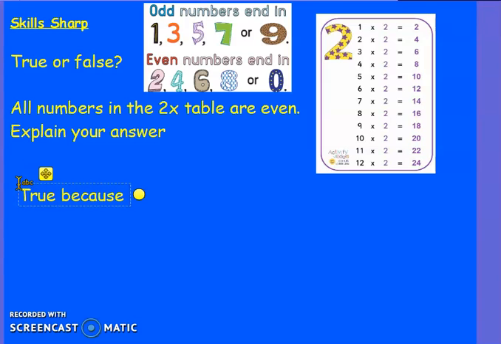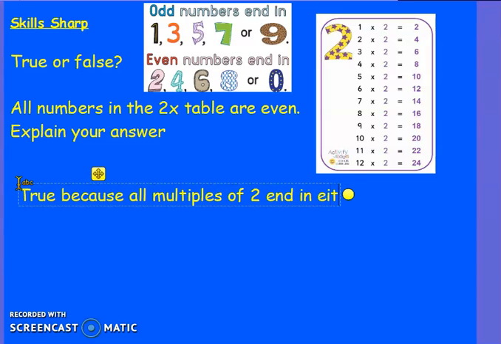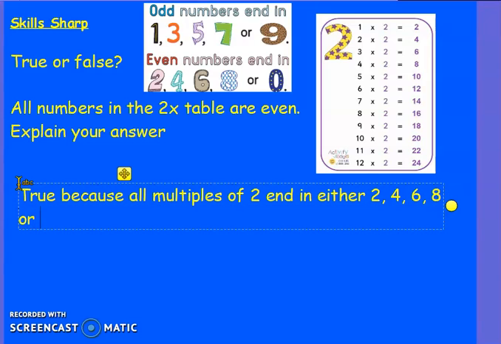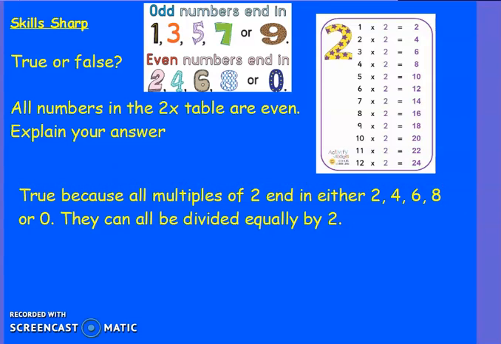because all multiples of 2 end in either 2, 4, 6, 8 or 0. They can all be divided equally by 2. That's my explanation written in a sentence. I hope that makes sense, and I'd like you to have a go at that yourself.